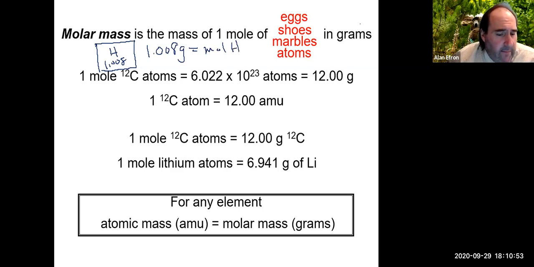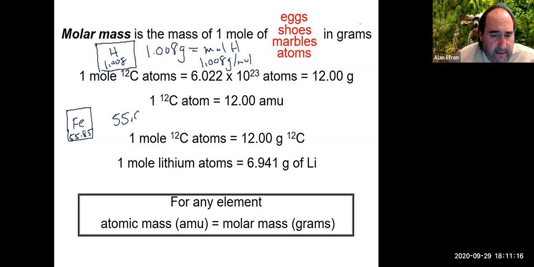So there would be 1.008 grams per every mole of hydrogen, and the molar mass would be considered 1.008 grams per mole. We could do it for anybody on the periodic table. Again, if we look at iron and the number underneath it, 55.85, that means that there are 55.85 grams of iron in every mole of iron.